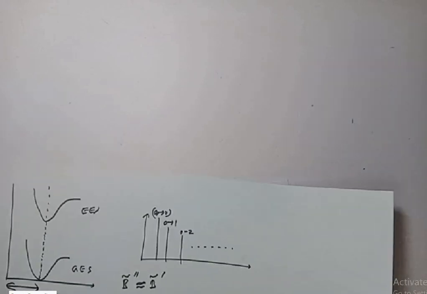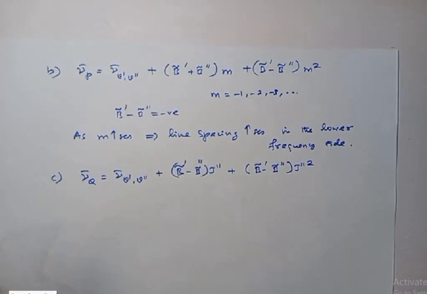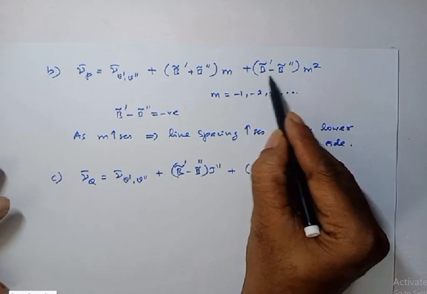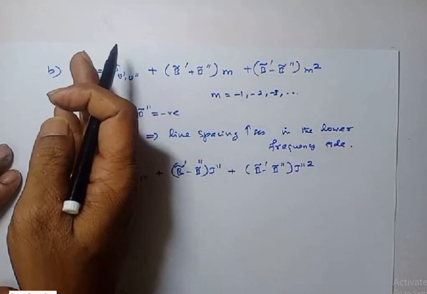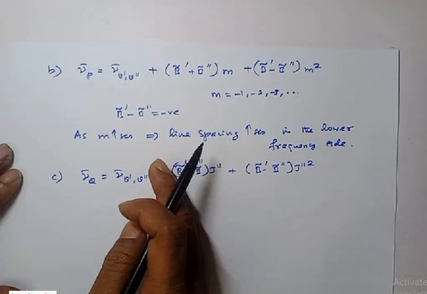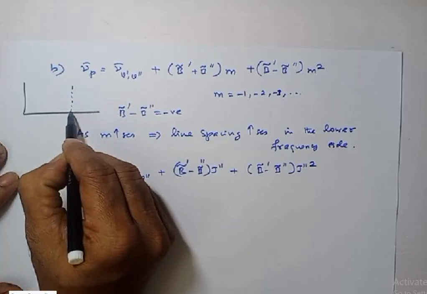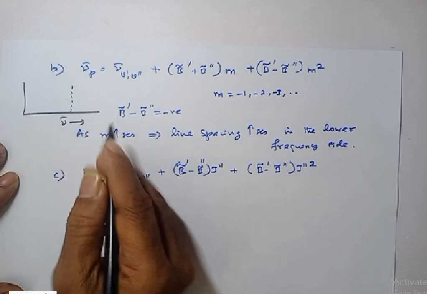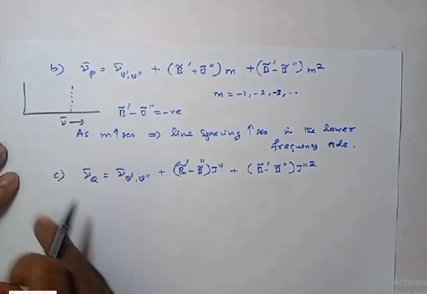Yes, this is the general expression for P branch. Now, listen. B prime minus B double prime is negative. We all know that P branch lines usually appear in the lower frequency side of the band origin. Suppose this is the band origin, R branch will appear in the higher frequency side. Frequency increases from left to right. R branch lines appear in the higher frequency side. P branch appears in the lower frequency side.